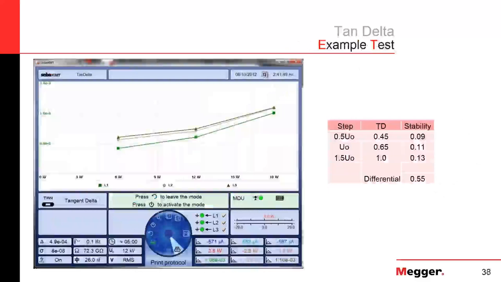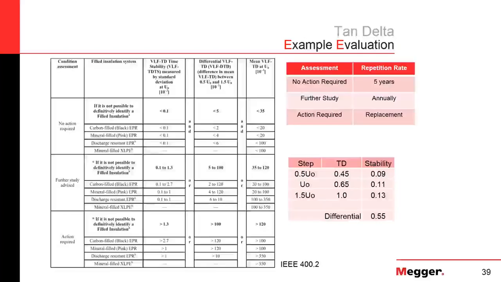So I have an example test here of tan delta testing. Three phases were tested here, but we're only going to pull one out. And these are the 7 numbers you would need to do your manual calculations. This is the average tan delta at F rated 1.5, the stability measurements for each of those, and the subtraction between the 1.5 times voltage and the half voltage. I'll reproduce that here on the next screen so we don't have to flip back.